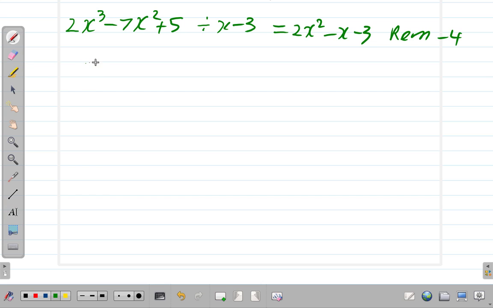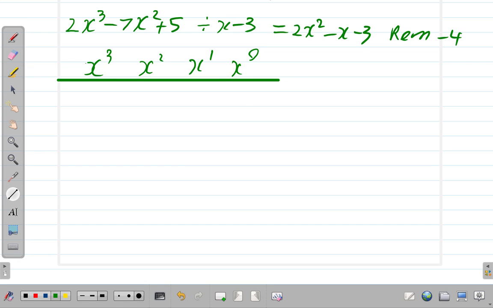So what you do, you make a little table. Since the dividend starts with x cubed, the highest power is x cubed, you're going to have something that matches with x squared, and with x to the 1, and with x to the 0. Good. So let me start drawing my table here.